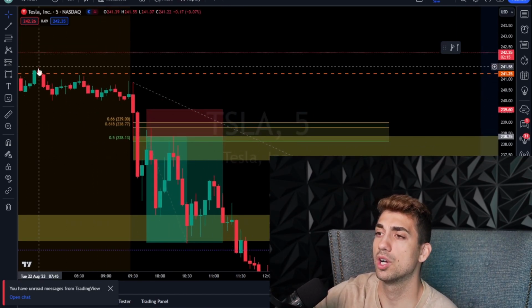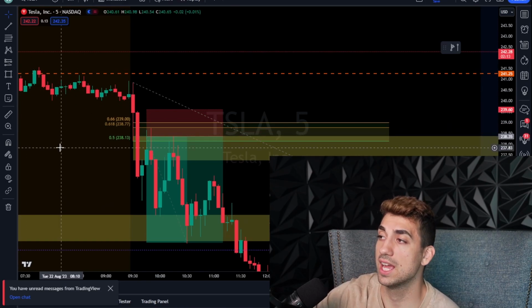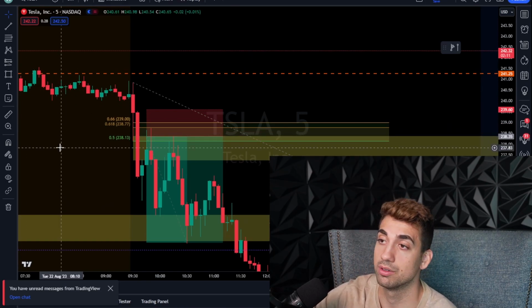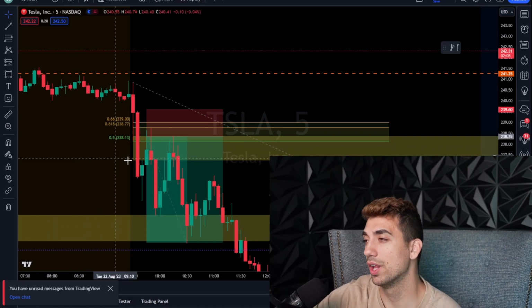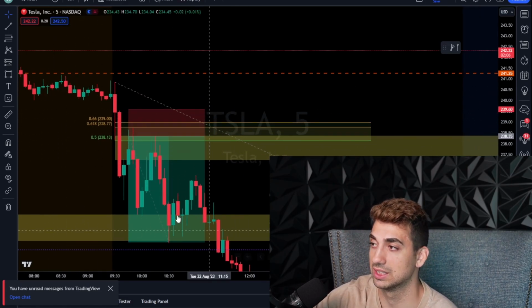And if you're not familiar with the golden pocket, it is a Fibonacci tool. It pretty much says, if the move goes in one direction, then you want a retracement to that golden pocket level and then continue to move in the direction of the move. In this case, it was a downturn.